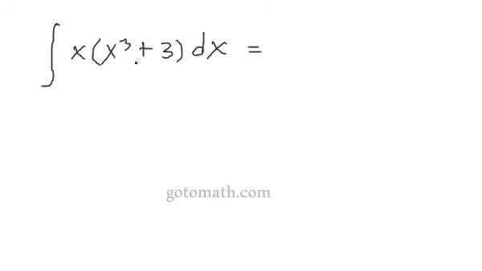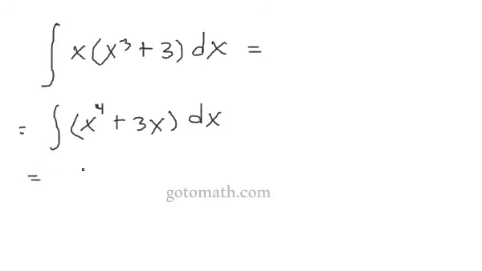So the first thing I'm going to do is rewrite all this. I should actually put an equal sign here instead. So this becomes x to the fourth plus 3x dx. And we'll just continue to put an equal sign there.